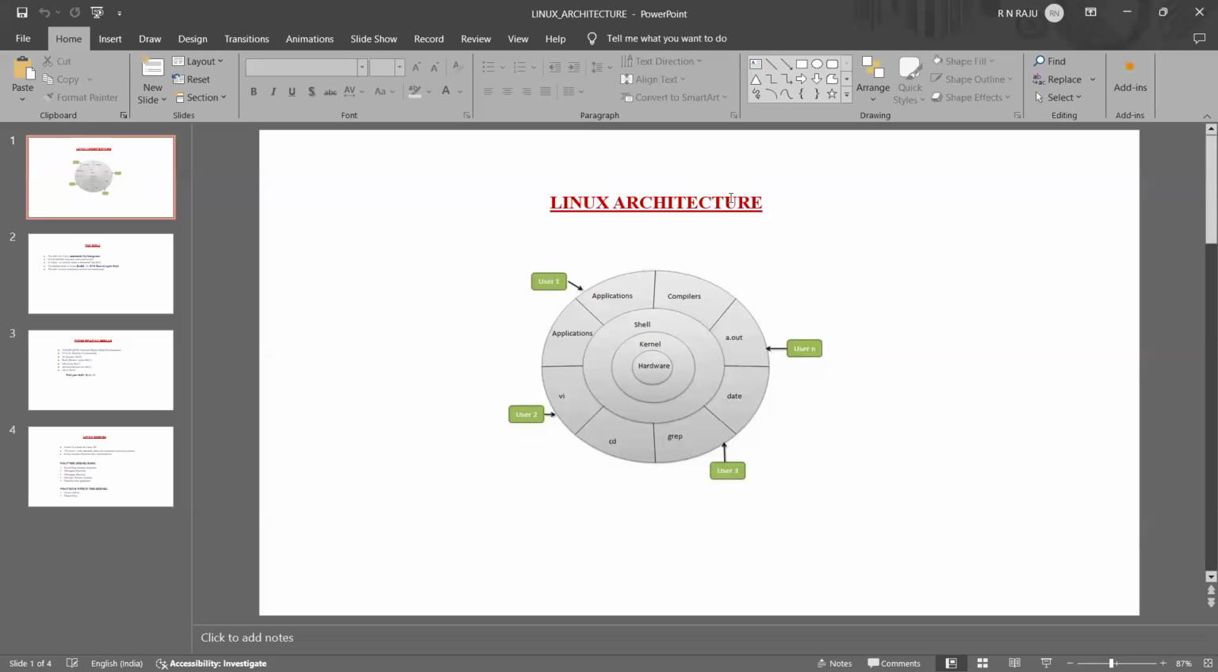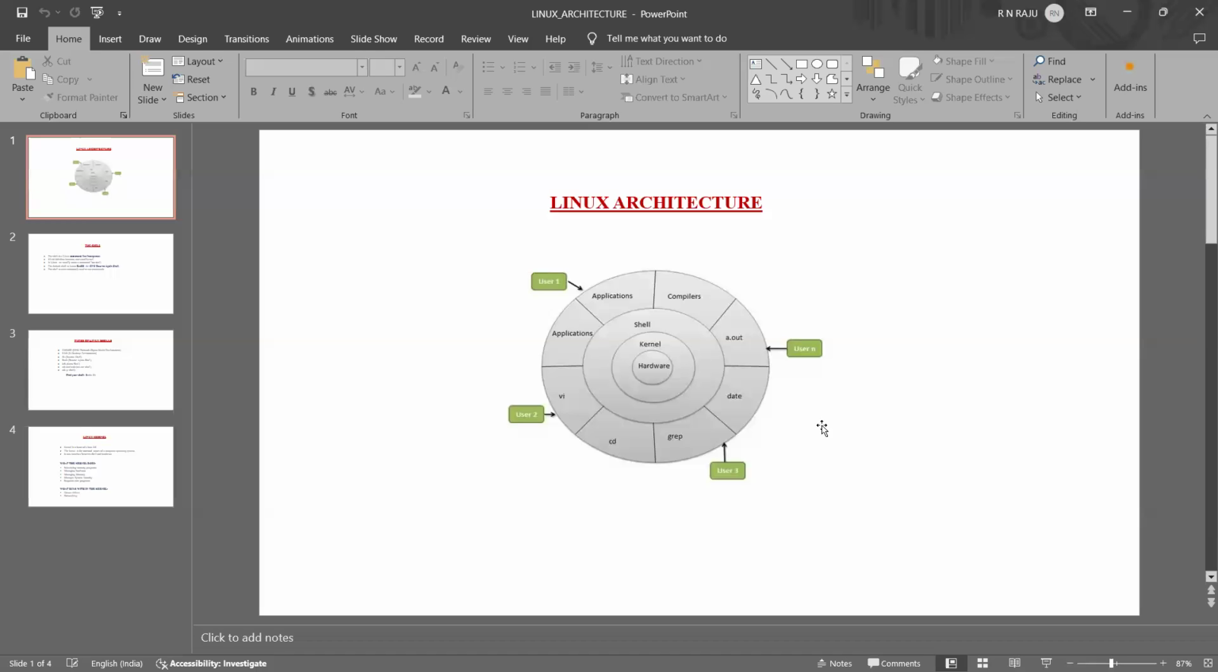any distributor of Linux like Red Hat, CentOS, Ubuntu or Fedora or any Unix or Linux operating system has 4 layers. The first one is user, second one is shell layer, and the third one is kernel, and the fourth one is hardware. So what are the 4 layers? User layer, shell layer, kernel layer, hardware layer.